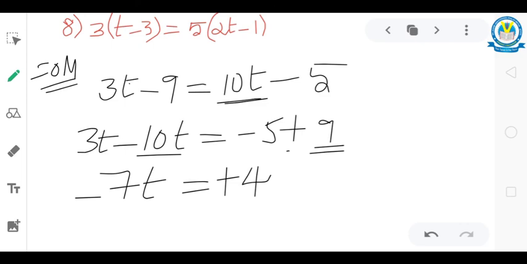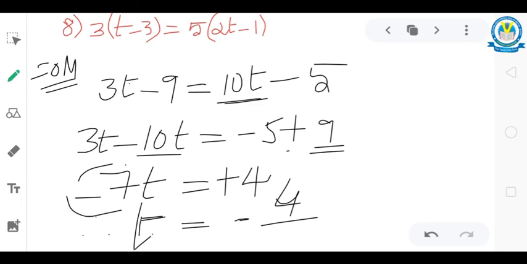So here we want the t value. Minus 7t equals 4. Here 7 is multiplied, after that it divides. Here it is minus 7, so minus of 4 by 7. So the t value equals minus 4 by 7.